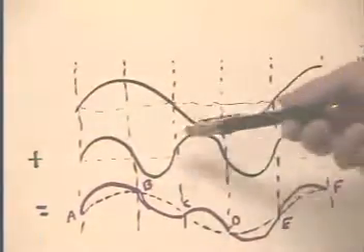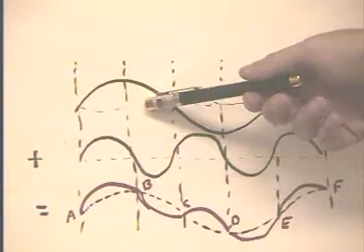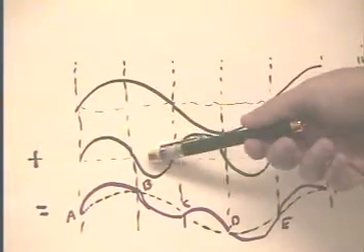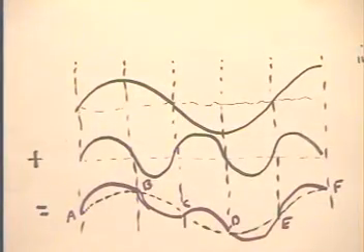We just add all the way along. You see that there's a point here where this one's as high as this one is low. And there, the wave's going to cancel out pretty much.